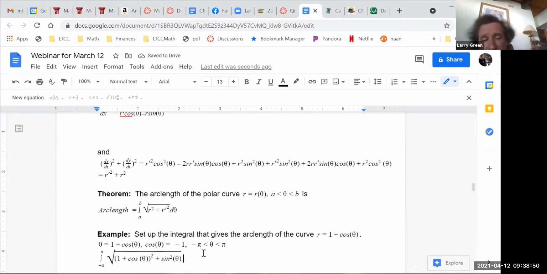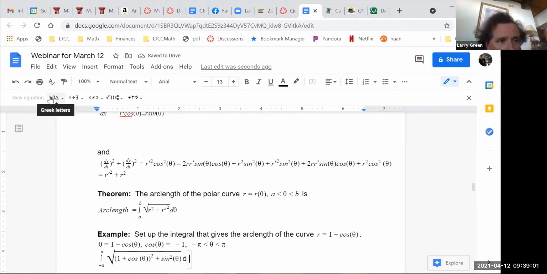Any questions on this? Okay, this looks pretty nasty, doesn't it? It looks pretty awful, but it's actually not. What is 1 plus cosine theta quantity squared plus sine squared theta?